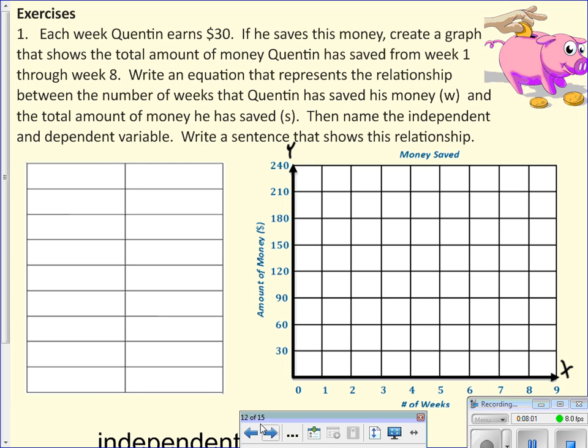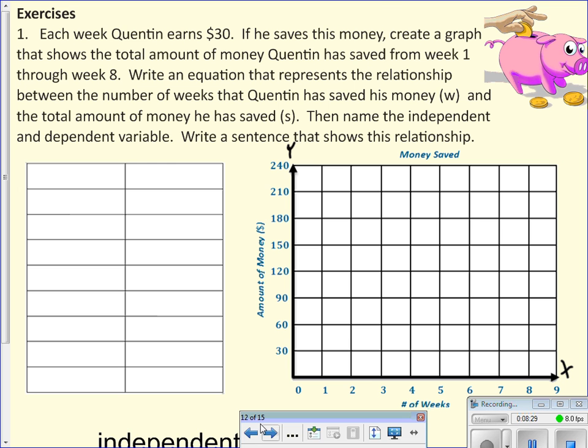So each week, Quentin earns $30. If he saves this money, create a graph that shows the total amount of money Quentin has saved from week 1 through week 8. Write an equation that represents the relationship between the number of weeks that Quentin has saved his money, W, and the total amount of money he has saved, S. Then name the independent and dependent variable. Write a sentence that shows this relationship.